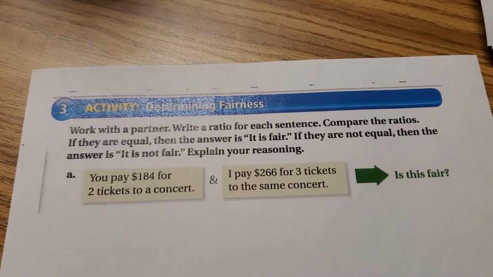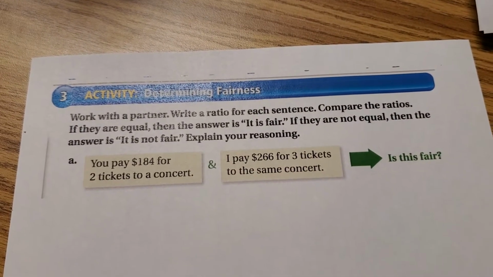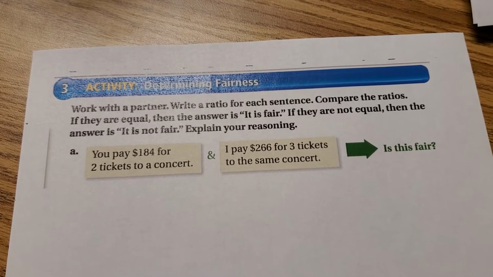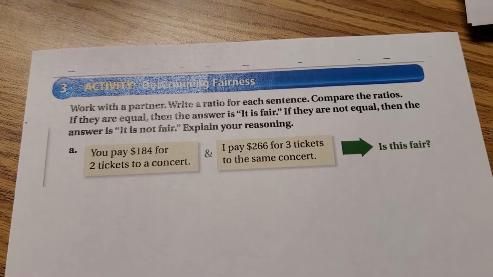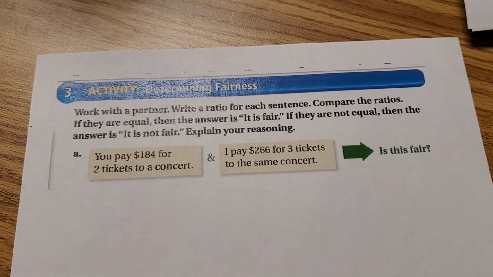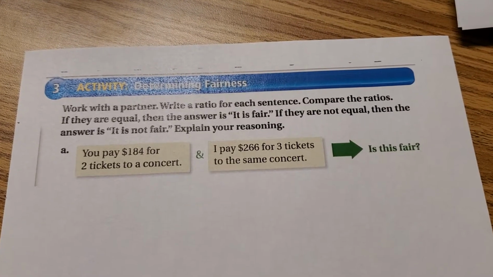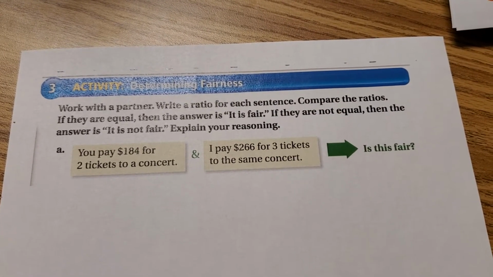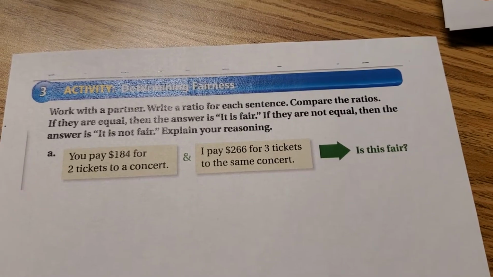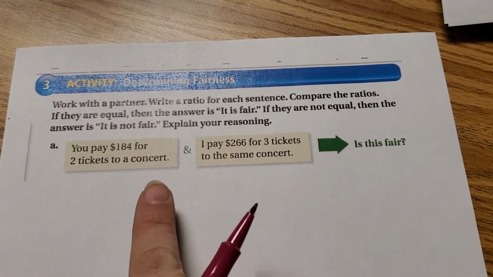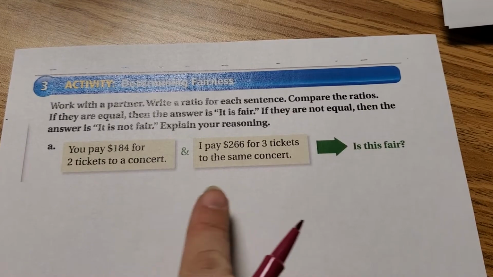Okay, we have this next problem here. It says work with your partner, write a ratio for each sentence, compare the ratios. If they are equal, then the answer is it is fair. If they are not equal, then the answer is it is not fair. Explain your reasoning. So what I want you to do is I'm going to ask the sub to go ahead and pause the video in just a minute.